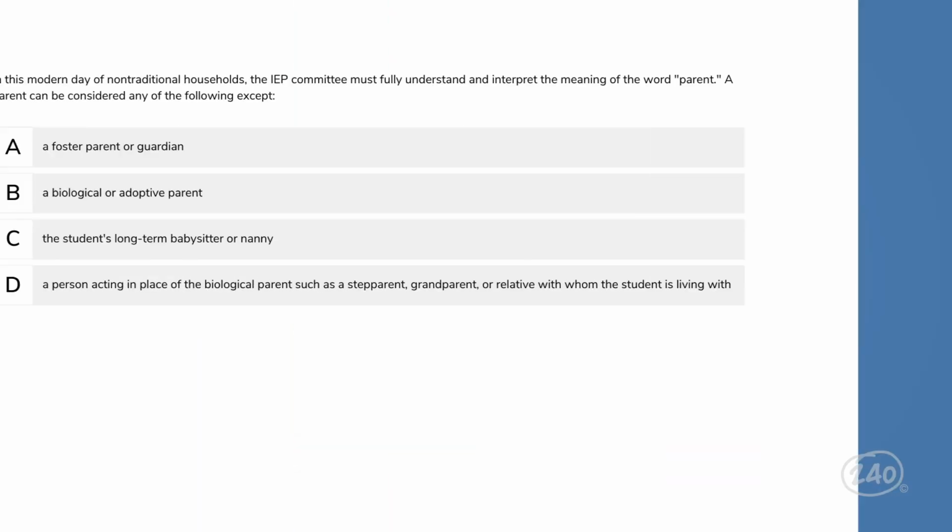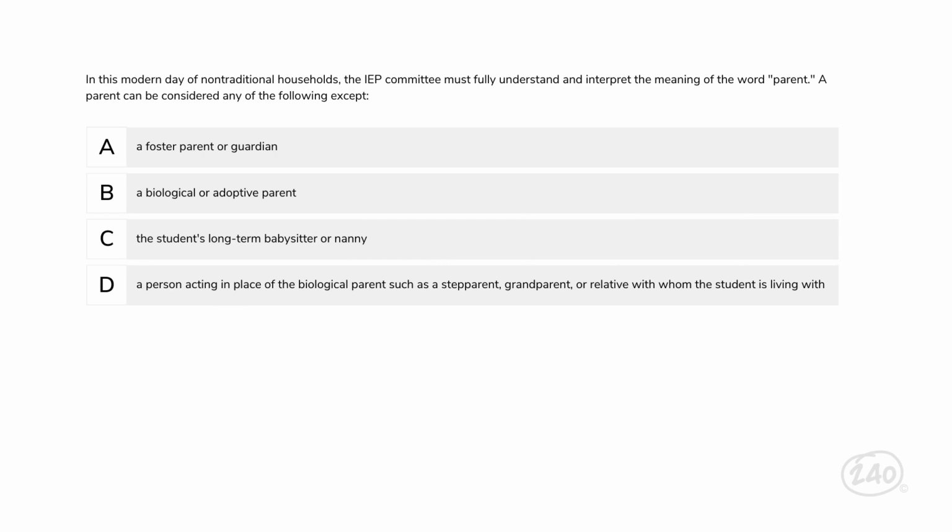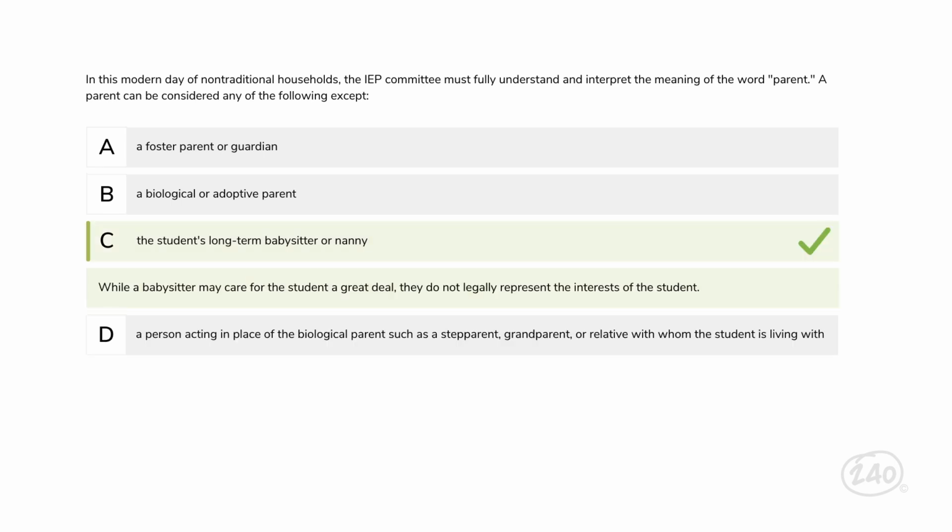Okay, let's finish off with the professional relationships question. In this modern day of non-traditional households, the IEP committee must fully understand and interpret the meaning of the word parent. A parent can be considered any of the following except foster parents, biological parents, and people acting in place of a biological parent are all acceptable parents in IEP paperwork. Babysitters or nannies, however, are not, and therefore cannot legally represent the interests of the student.